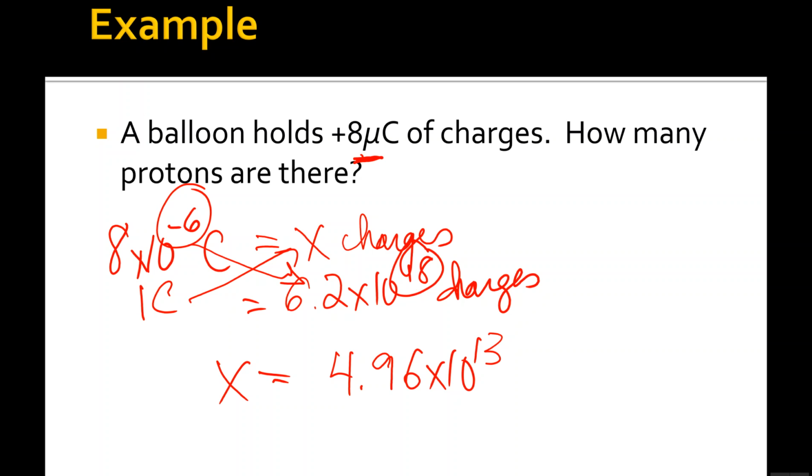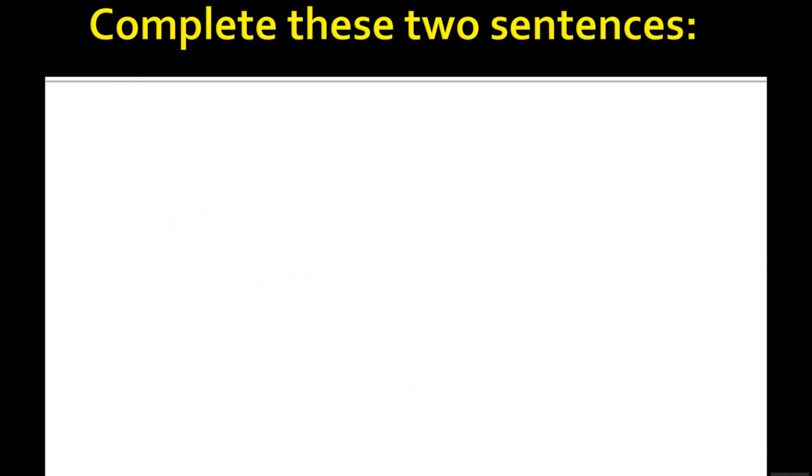What are the units? Protons, charges? I would accept both. Why do we know it's protons and not electrons? It's positive, exactly. Simple as that. Any questions? Would it work if you could divide it by the charge? That would work. If you did 8 times 10 to the 6 divided by 1.6 times 10 to the 19, you should get the same answer. Did you get the same answer? Try it out. If not, tell me, okay?